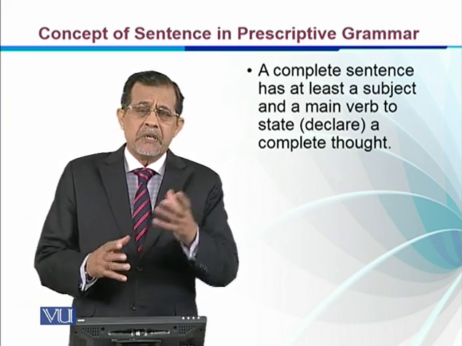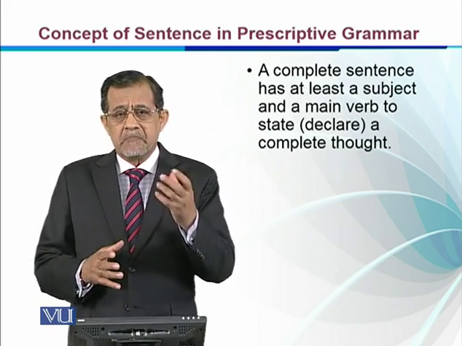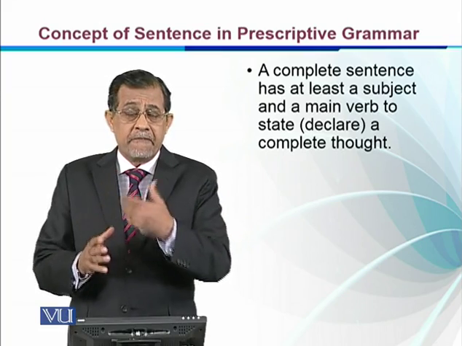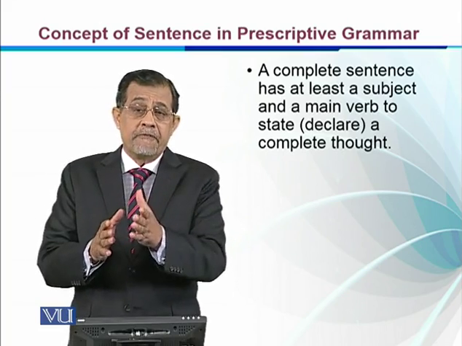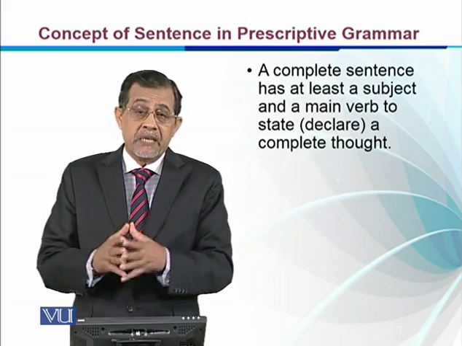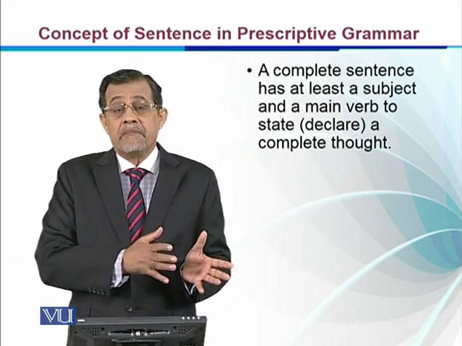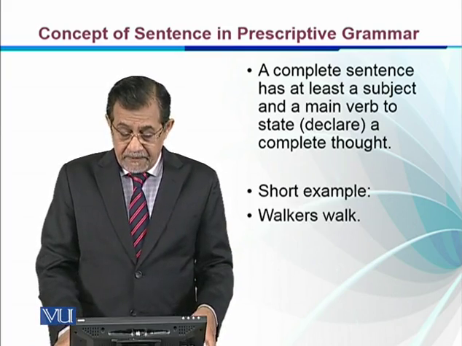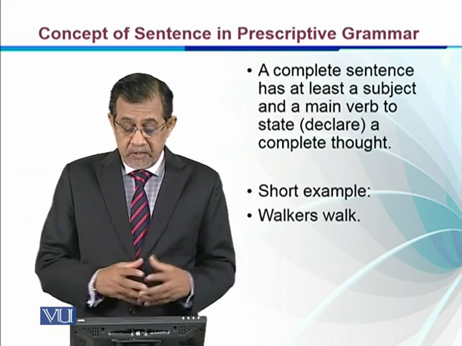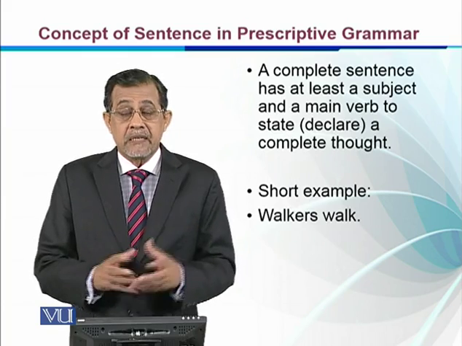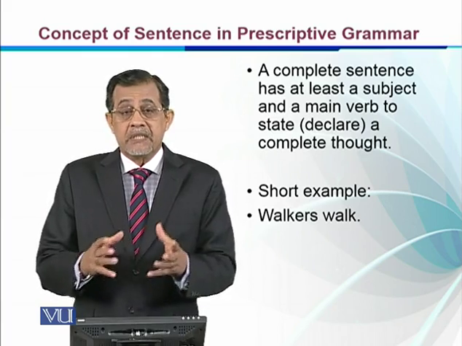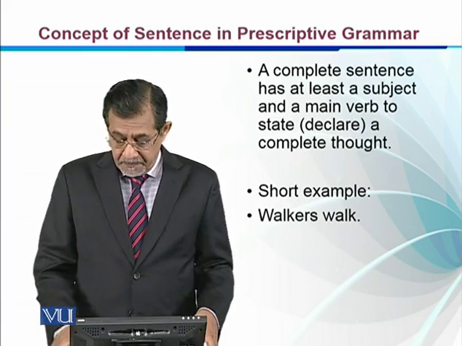In other words, we can say that a sentence must have a subject that we are talking about, and must have a verb that is part of a predicate that says something about the subject. So even the smallest example like this, "Walkers walk," can be a sentence because it has a subject and a predicate which carries only a verb.